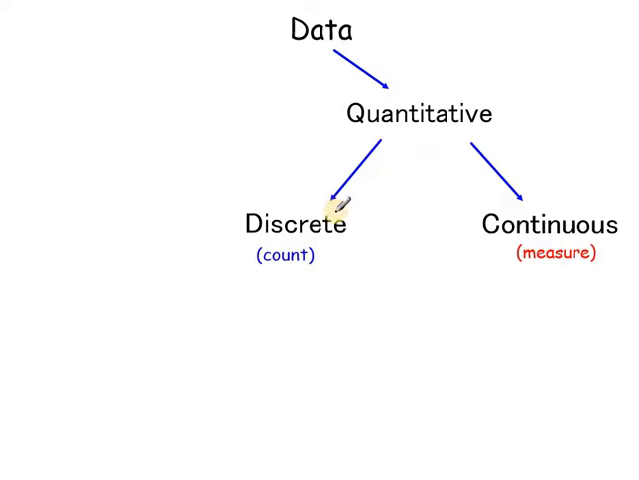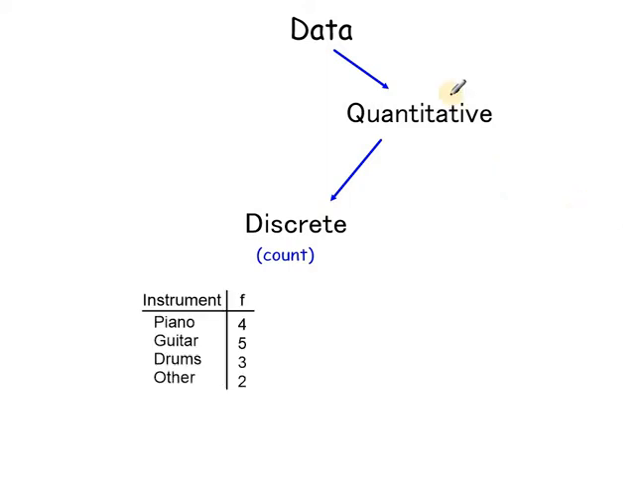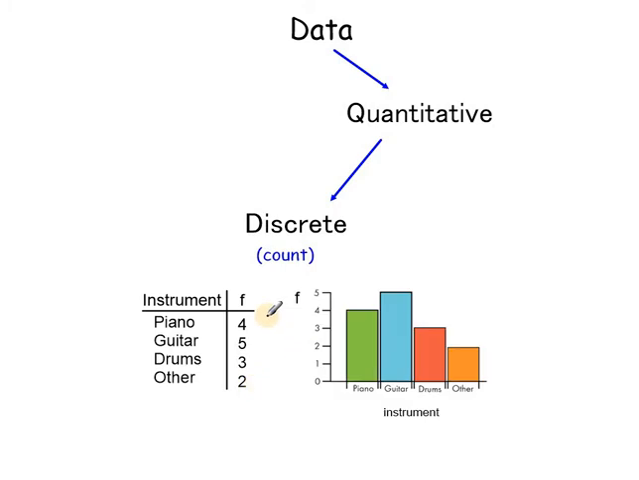We have two types: discrete, things that you typically count, and continuous, things that you typically measure. An example of quantitative discrete data: the favorite instrument for a number of people. And this data recorded in a bar graph.